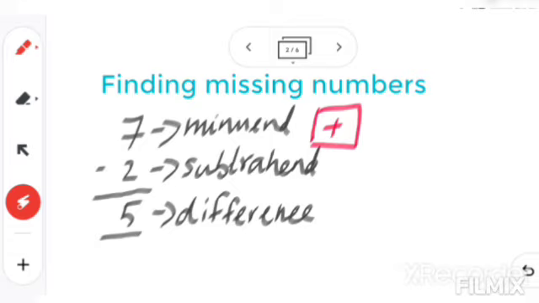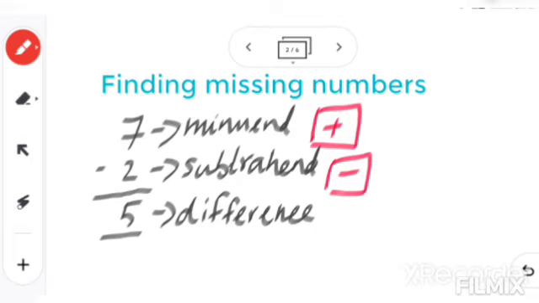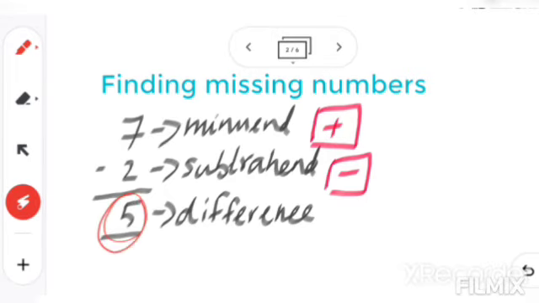And now suppose this subtrahend is missing. To find that, you see here the minuend is 7 and the difference is 5. So these two, what you have to do? 7 minus 5. If you subtract, you will get the subtrahend. 7 minus 5, you will get 2, isn't it? So to find the subtrahend, the remaining two numbers you have to subtract. Again, to find the difference, that you know already, the minuend and the subtrahend you have to subtract.